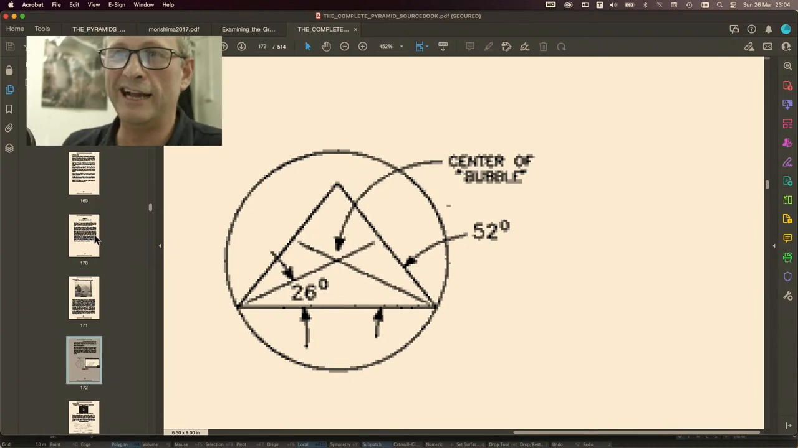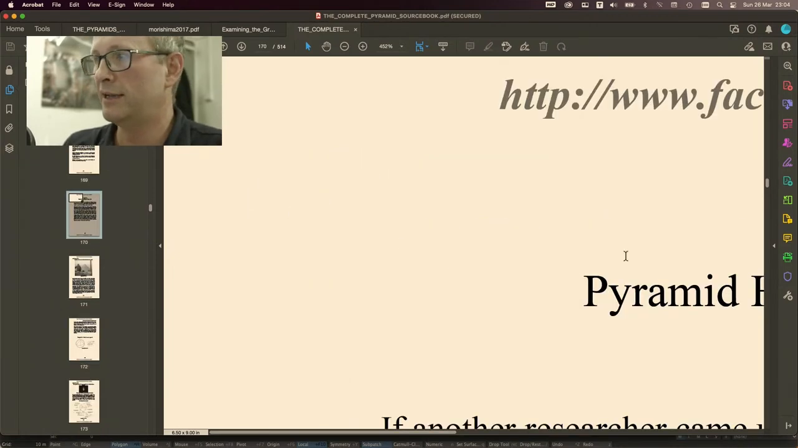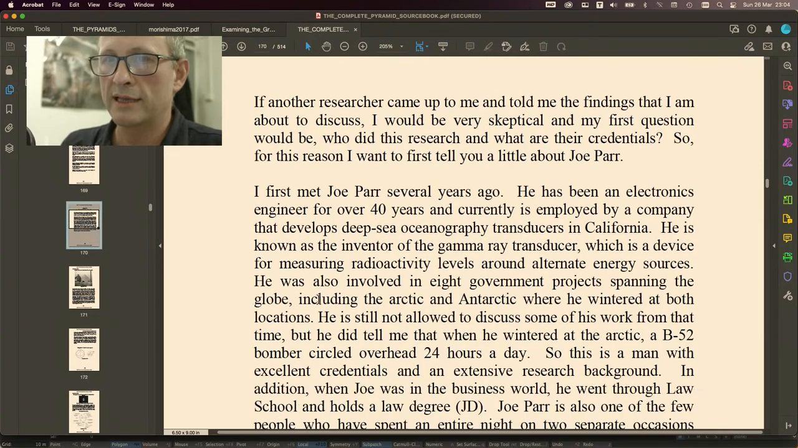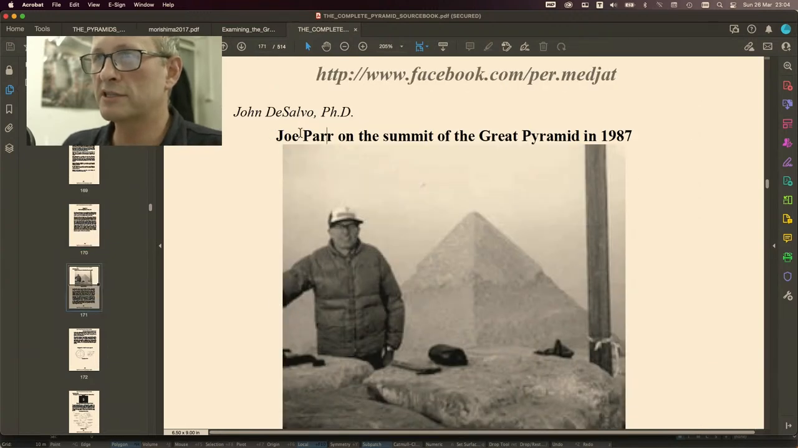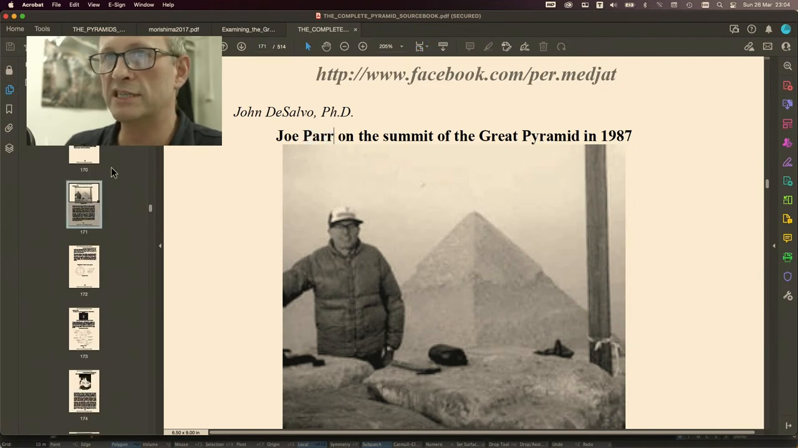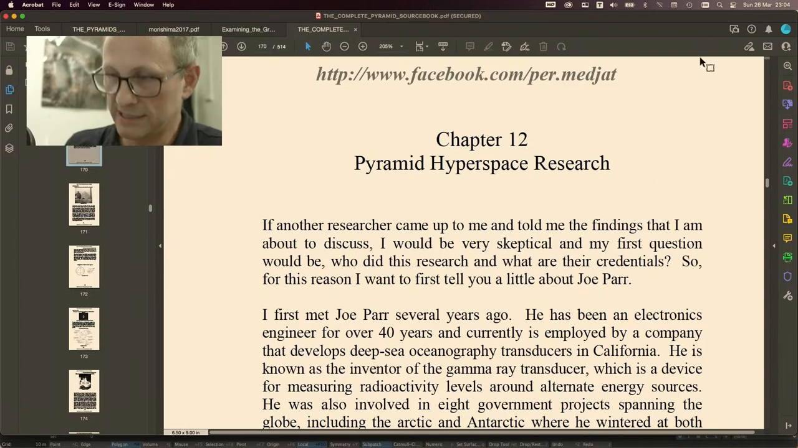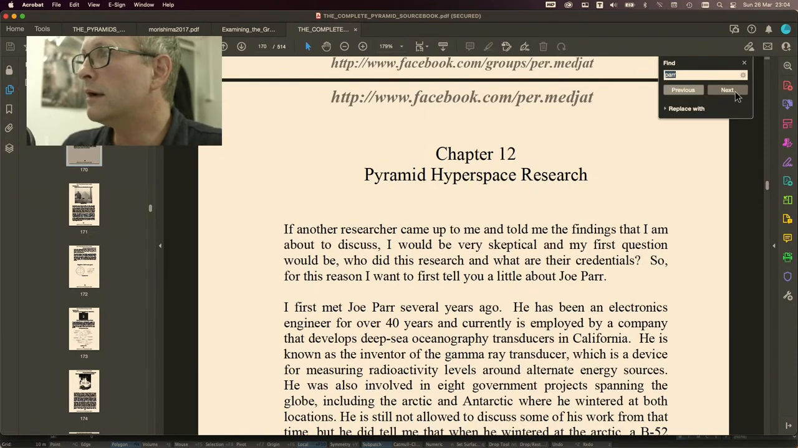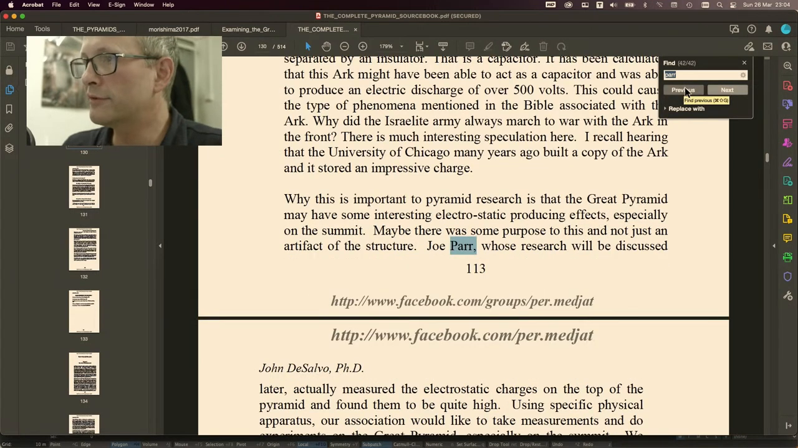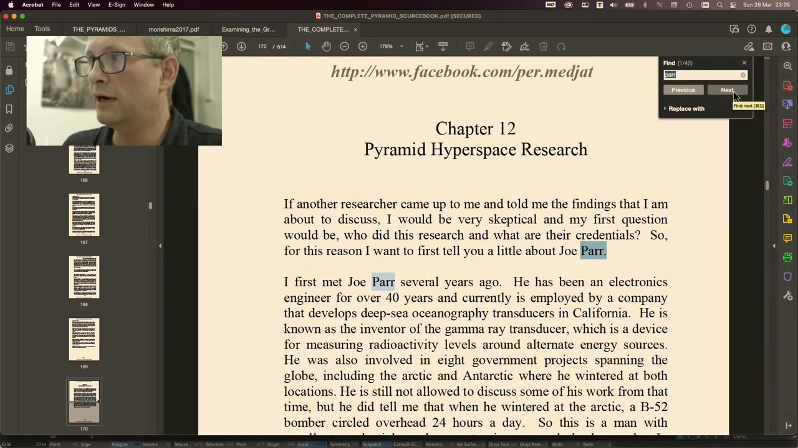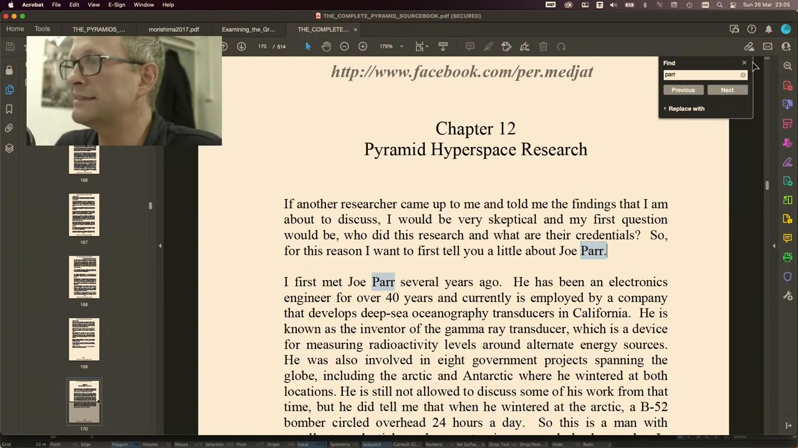So let's go and read what is said here about Mr. Joe Parr. Now I'm going to see if there's anything else earlier than this. We are on page 170, for those that want to follow along. I'm going to see if there's anything earlier in the document with regard to Parr. Previous. That's 130. Joe Parr, whose research will be discussed later. Okay. So Parr looks to be discussed. This is how little I've read this document, so you'll have to bear with me.